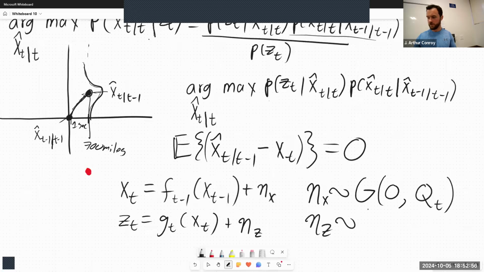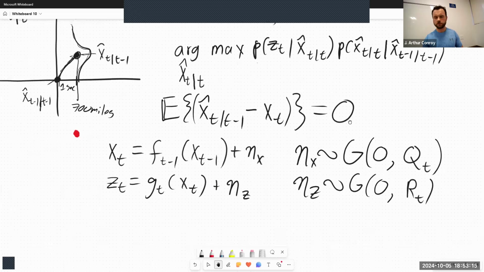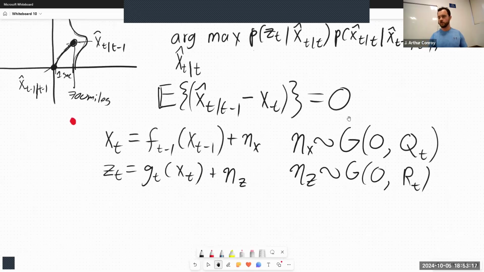And similarly for measurements, these will also be distributed with white noise. What are these quantities? Make sure you know those. It's the mean and covariance, right? So covariance Q describes how strong the power in the noise signal is for the state, and R describes the power in the noise signal for Z, right?